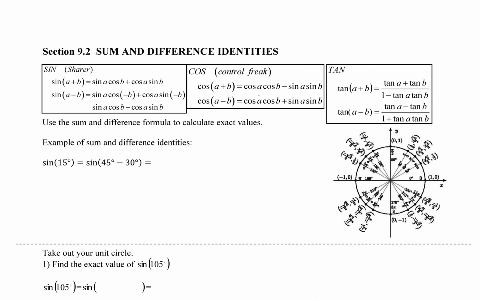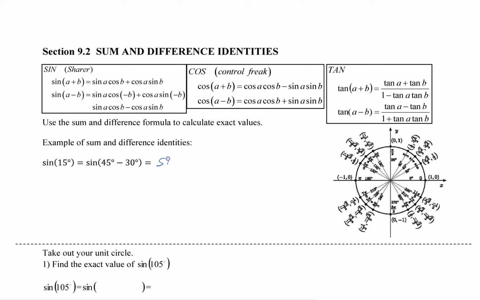We'll do an example right now. The way we can use this, if you have sine of 15, there is no 15 on our unit circle, so sine of 15 is not going to be one of our nice exact answers. But if you take 15 and separate it into 45 degrees minus 30 degrees, these two are on the unit circle. These two do give us our nice exact values that we know. So we can use the difference formula.